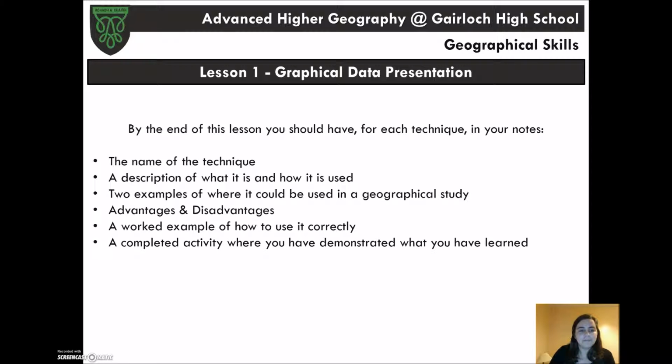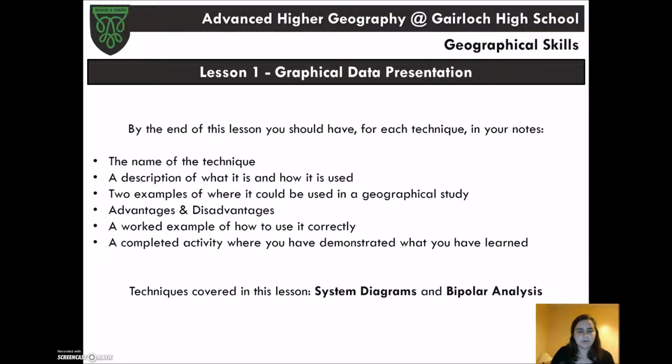A worked example, and then an activity which you're going to bring into class so that we can chat about that. And what we've done is we've covered system diagrams and bipolar analysis.